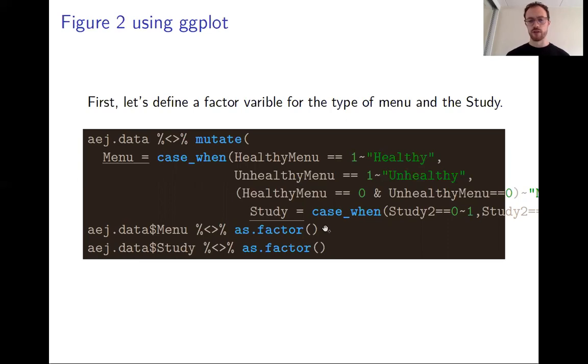And then I also create a second variable for study, where I basically just recode study 2 so that if study 2 is equal to 0, then study is 1. If study 2 is equal to 1, then study is 2. And I turn both of them into factor variables.